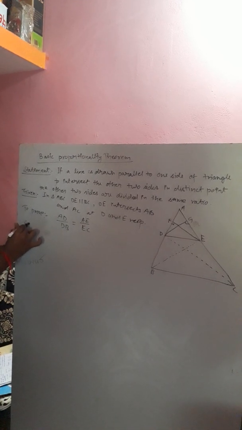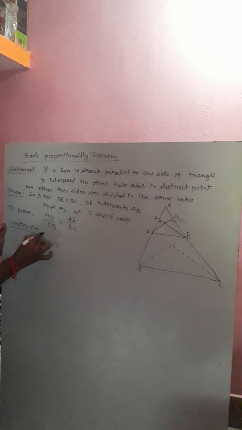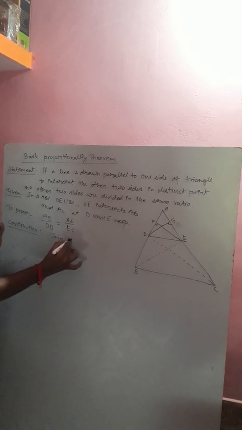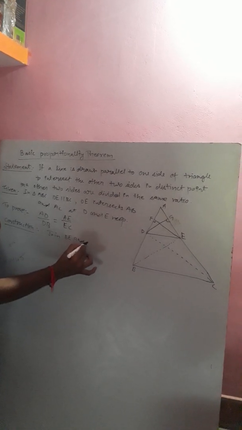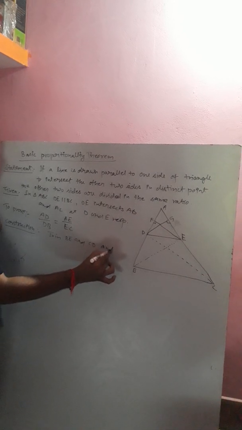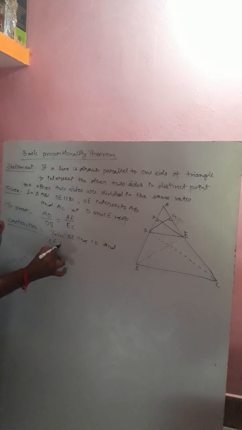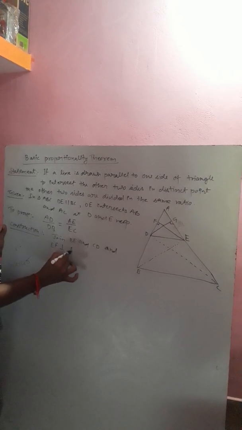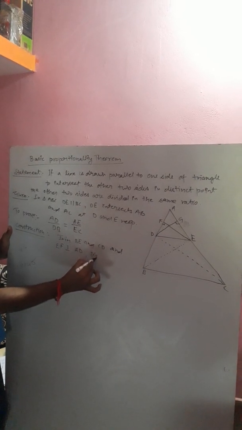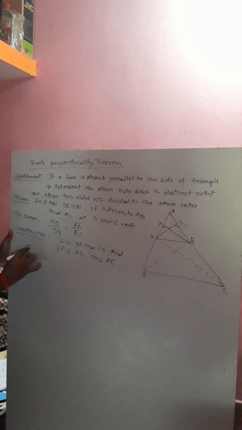Construction. Here we are doing the construction. Join BE and CD, and here we are doing some more: EF is perpendicular on AB, or AD, and DG is perpendicular on AE. Now, the proof.